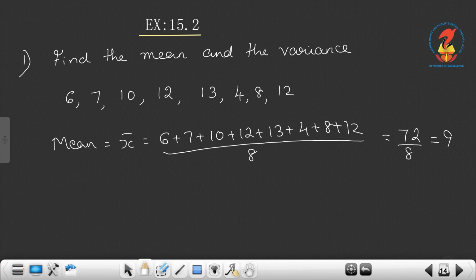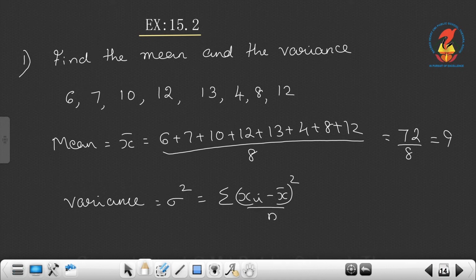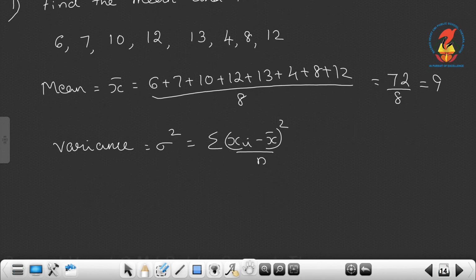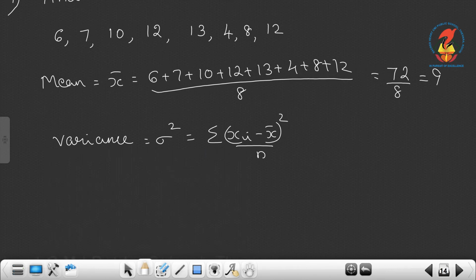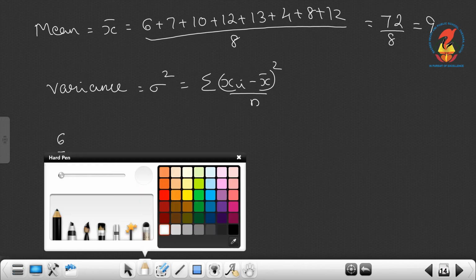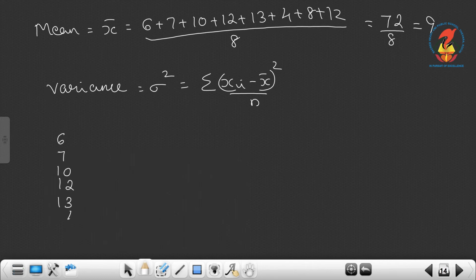Now we have to find variance. Variance sigma square is equal to sigma xi minus x bar whole square by n. So we have to find xi minus x bar whole square. Okay, so I'm writing just a table: 6, 7, 10, 12, 12, 13, 4, 8, 12. This is xi. Now what is xi minus x bar?